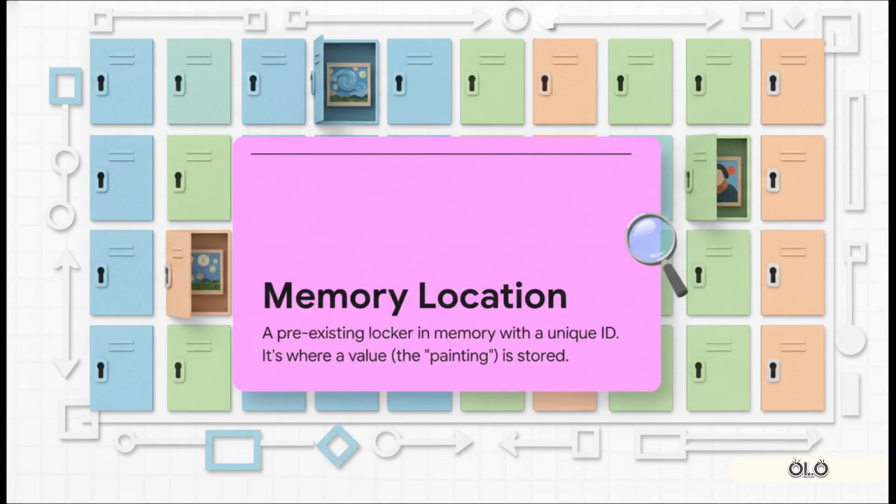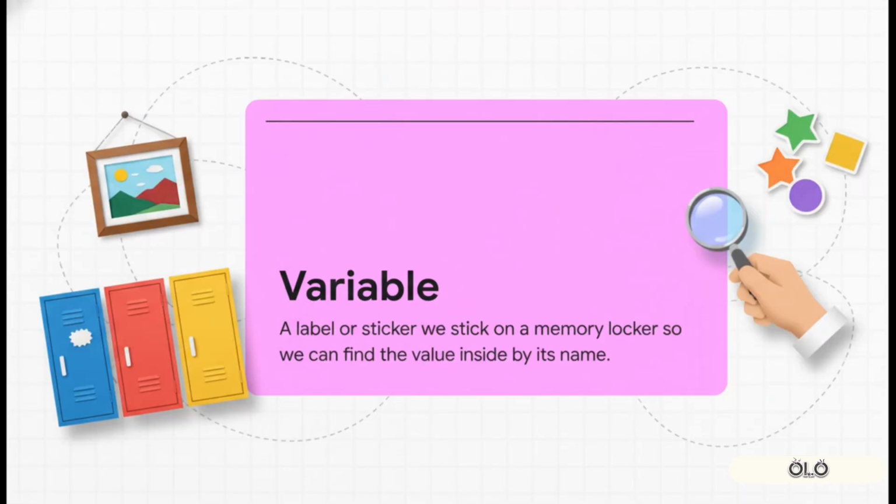No way. You put it in a high-tech, super secure locker that's part of the museum itself, and that's our memory location. These lockers already exist. Each one has its own unique serial number, and they're built to keep our masterpieces, our values, safe. So what's the variable in all of this? It's not the painting. It's not the locker. It's just a sticker. Yep, that's it. A simple little label that you can peel off and stick on the outside of any locker you want. It's a shortcut so you can find what's inside without having to remember that crazy long serial number.